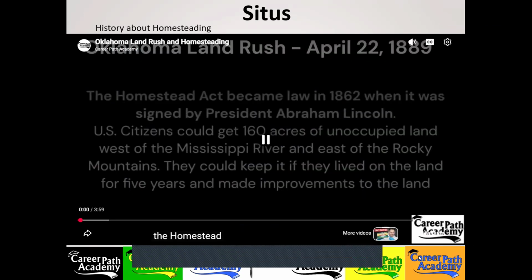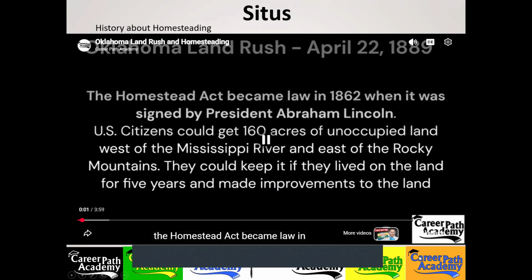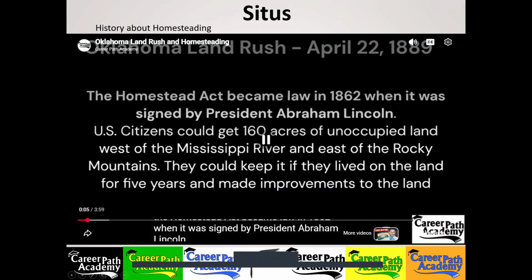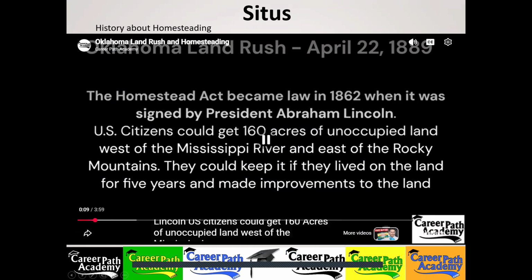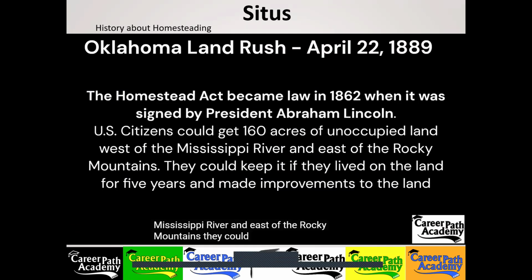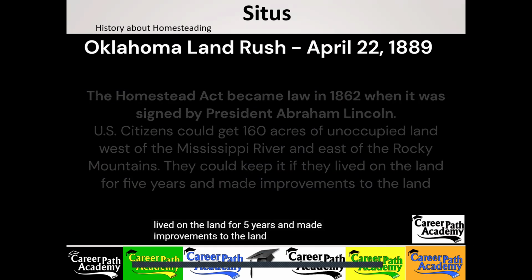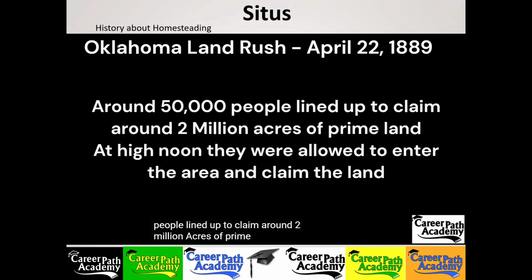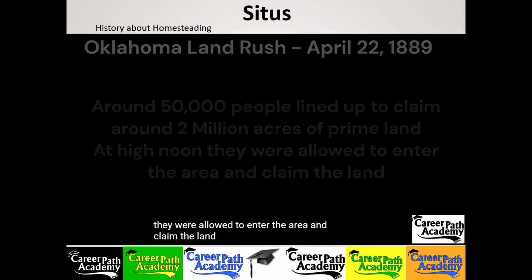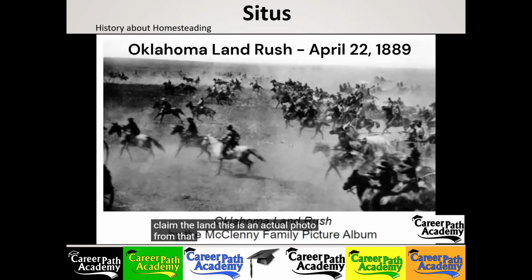The Homestead Act became law in 1862 when it was signed by President Abraham Lincoln. U.S. citizens could get 160 acres of unoccupied land west of the Mississippi River and east of the Rocky Mountains. They could keep it if they lived on the land for 5 years and made improvements to the land. Around 50,000 people lined up to claim around 2 million acres of prime land. At high noon, they were allowed to enter the area and claim the land. This is an actual photo from that day courtesy of the McClenny Family Picture Album.